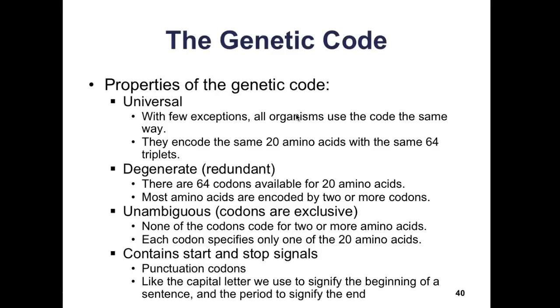It's also degenerate or redundant. There are 64 codons available for 20 amino acids. Most amino acids are encoded by 2 or more codons. It's unambiguous. Basically, the codons are exclusive. None of the codons code for 2 or more amino acids, and each codon specifies only one of the 20 amino acids. And it also contains start and stop signals, punctuation codons, like the capital letter we use to signify the beginning of the sentence and the period to signify the end of the sentence.